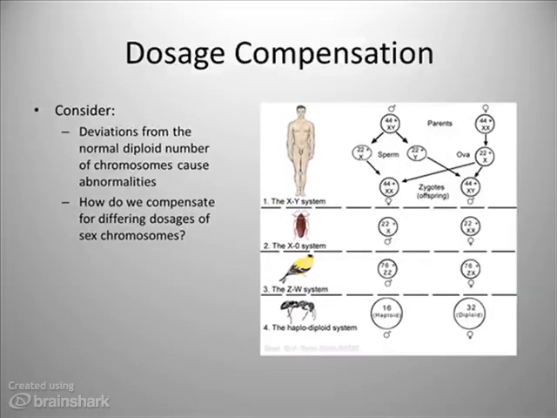This figure shows a summary of the 4 sex determination systems that we've just covered. Now let's stop and consider a few things here. We know that any deviation from the normal number of chromosomes leads to serious abnormalities in phenotype. So for example, individuals with Down syndrome have 1 extra chromosome, 47 instead of the normal 46. So if we have males and females with different numbers of sex chromosomes, taking humans for example, females have 2 X's but males only have 1. Now how can this be? How do we compensate for these differing dosages in sex chromosomes?